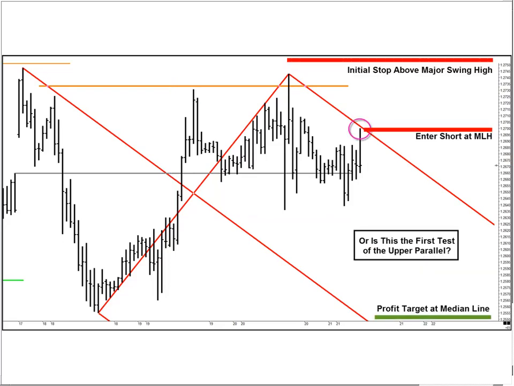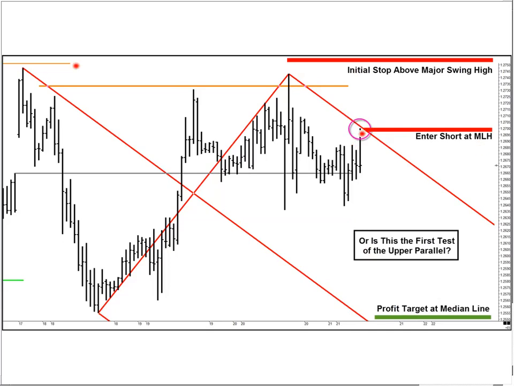Again, is this the first test of the upper parallel, and would you trade it? Me, a lot of times I do trade it, especially if I like the stock. But if you don't want to trade it, that's fine. Let me just show you what it would look like. You enter a short at the upper parallel. MLH is our shorthand version for this.